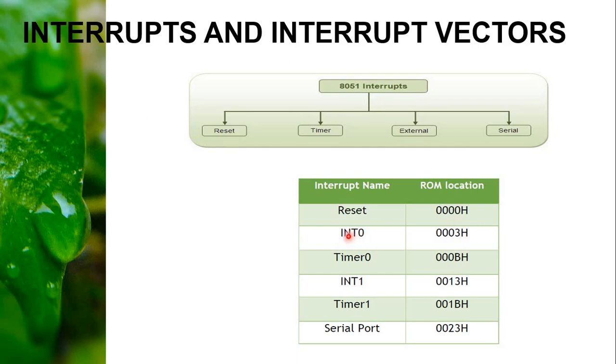Interrupt 0 and interrupt 1 are the external hardware interrupts, and their vector locations are 03H and 13H. Timer 0 and timer 1, that is TF0 and TF1, are the timer overflow interrupts, accessing vector addresses 0BH and 1BH. The next one is the serial port, which receives and transmits data, and it accesses location 0023H. This is about interrupts and interrupt sources.